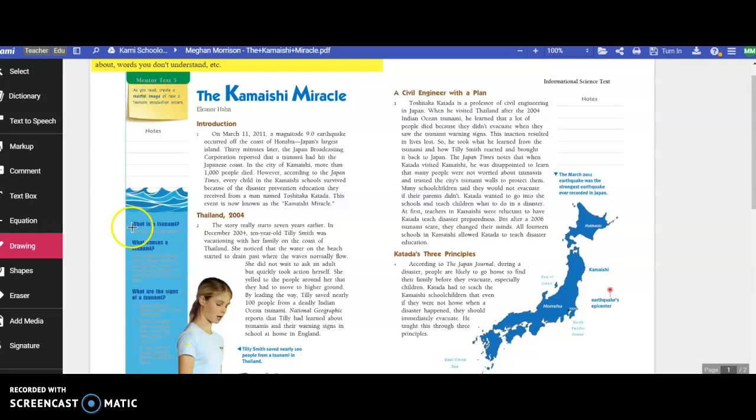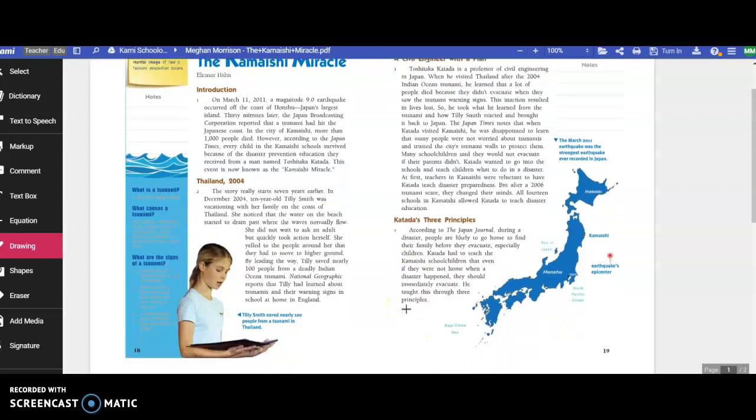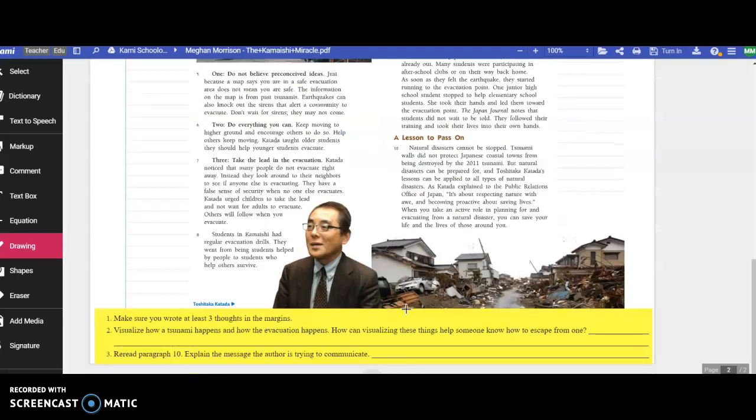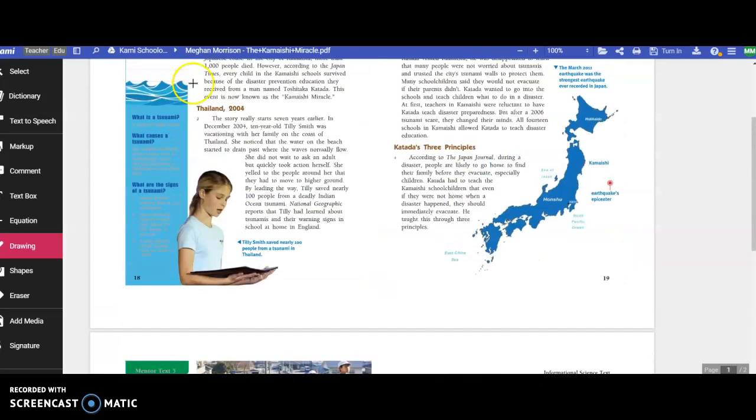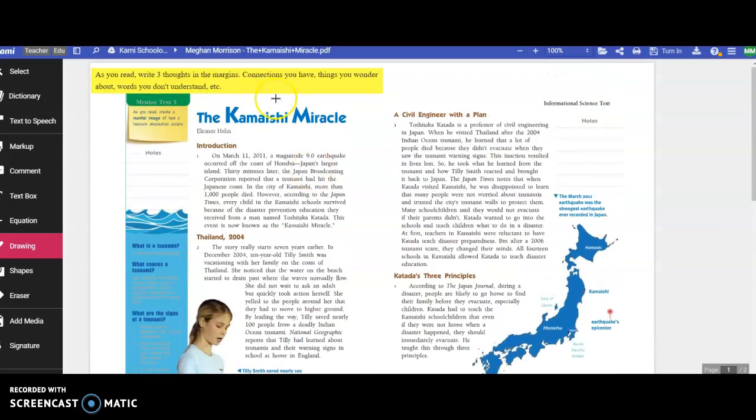You'll see this text box over on the side talks about what a tsunami is, what causes it, the signs of it. You'll want to make sure you read those side things to help you understand and answer the questions, especially because it's asking you to visualize how it happens and how the evacuation happens. So, reading the side things will help you visualize. For example, you need to know that a tsunami is a series of large waves, or else it'll be hard to visualize what it is if you don't know what it is.